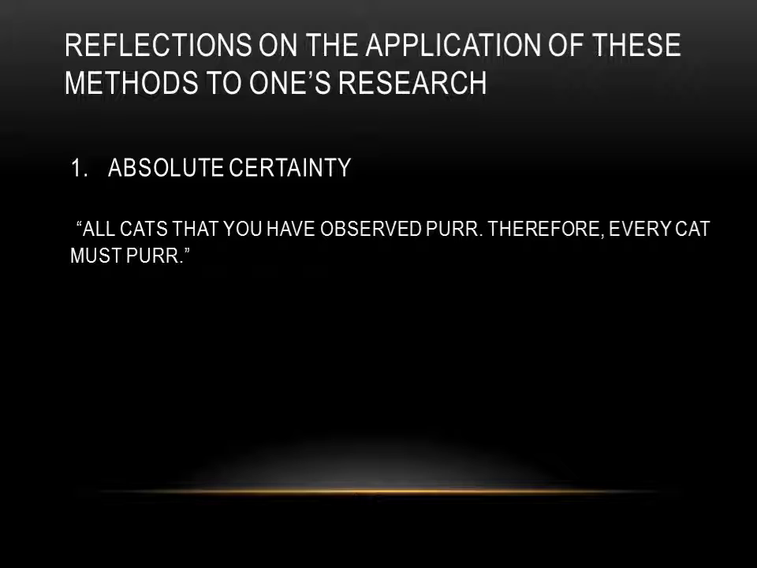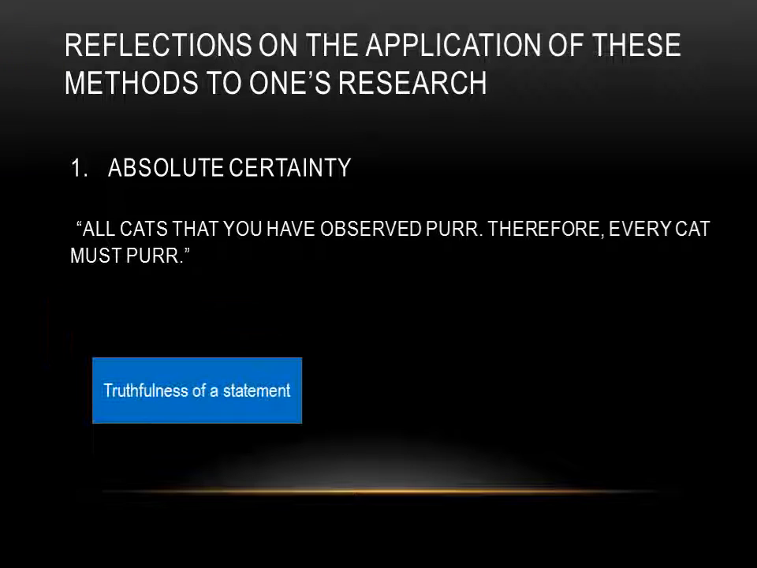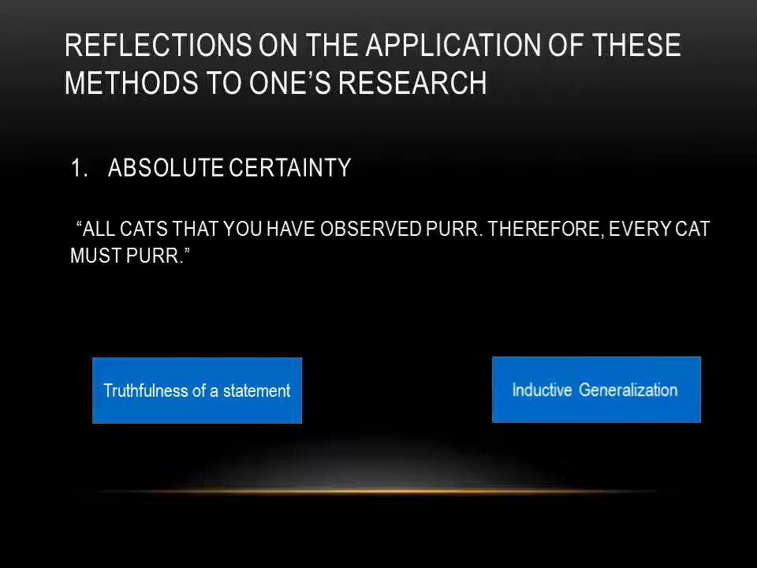Inductive reasoning deals with probability and generally goes from the particular to a universal. Deductive reasoning deals with certainty and goes from universal to a particular. The truthfulness of the statement, all cats that you have observed purr, becomes more probable with the amount of cats observed.